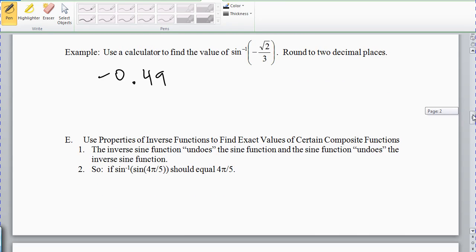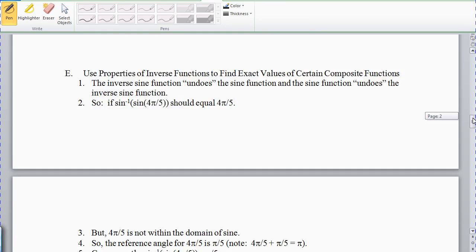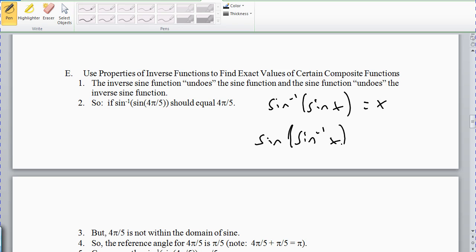Now, as previously mentioned, the inverse sine undoes the sine function, and the sine function undoes the inverse sine. So you may start seeing this kind of notation: sine inverse of sine x can equal x, and sine of sine inverse of x can equal x. Not always. You need to be aware of that.